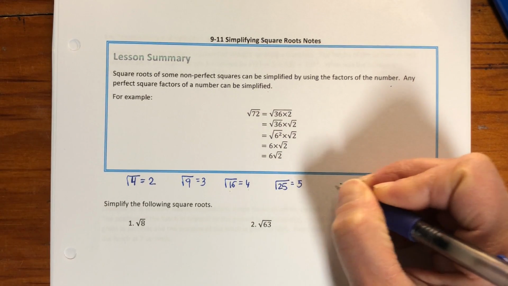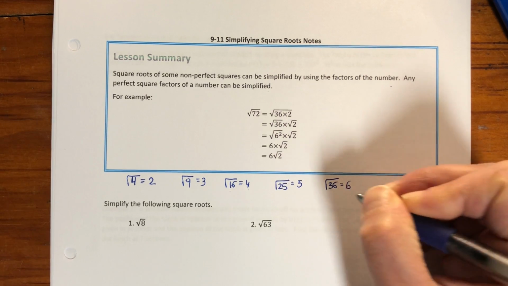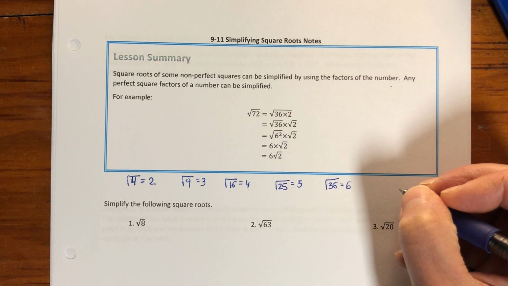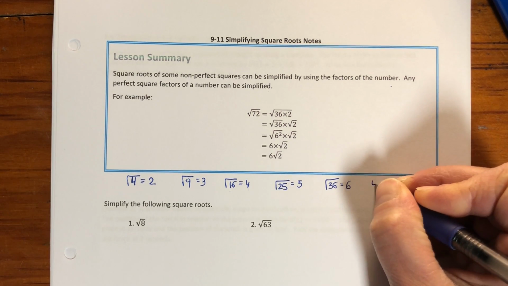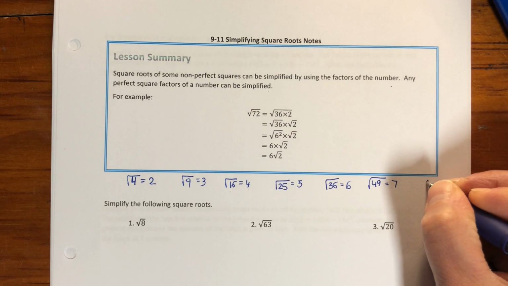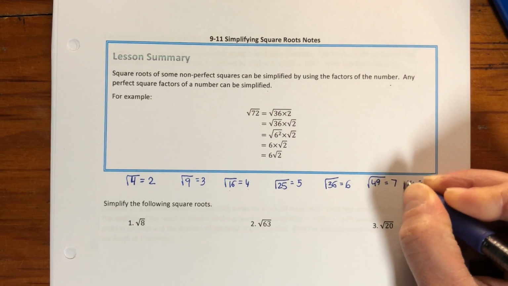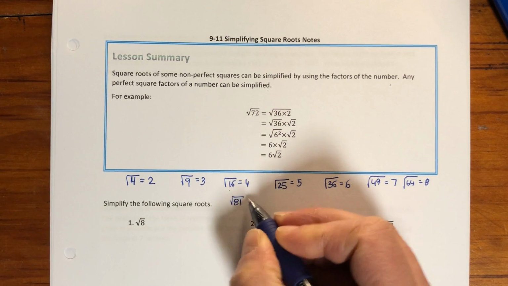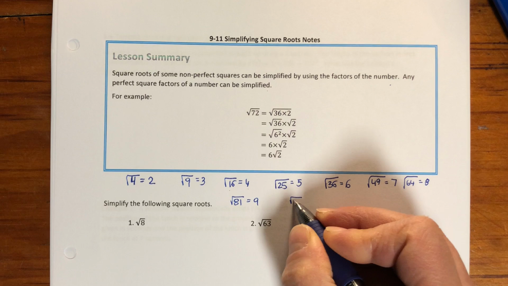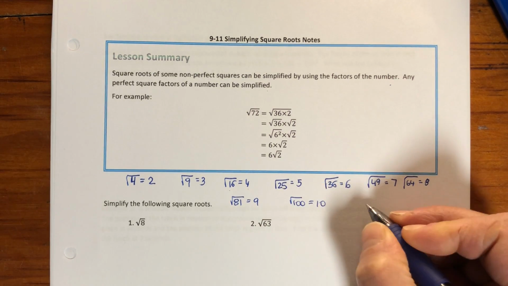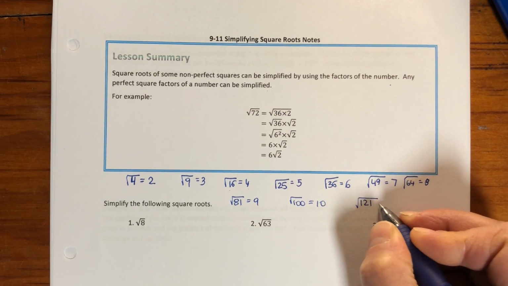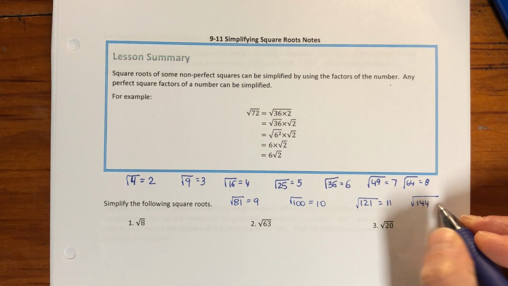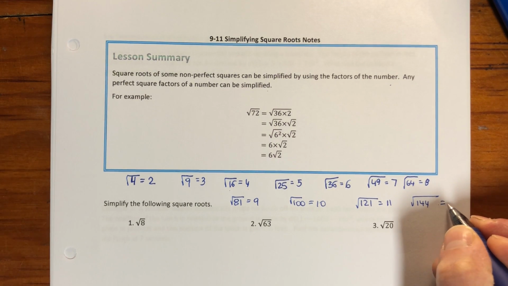Well, I will write a couple more. 36. So those are all nice numbers that you did learn when you learned the multiplication table. 7, that's 49. Square root of 49 is equal to 7. 8, that's 64. Square root of 64. I will continue. Square root of 81 is 9. Square root of 100 is 10. Next one, square root of 121 is 11, and the one I'm going to finish with is square root of 144, which is equal to 12.